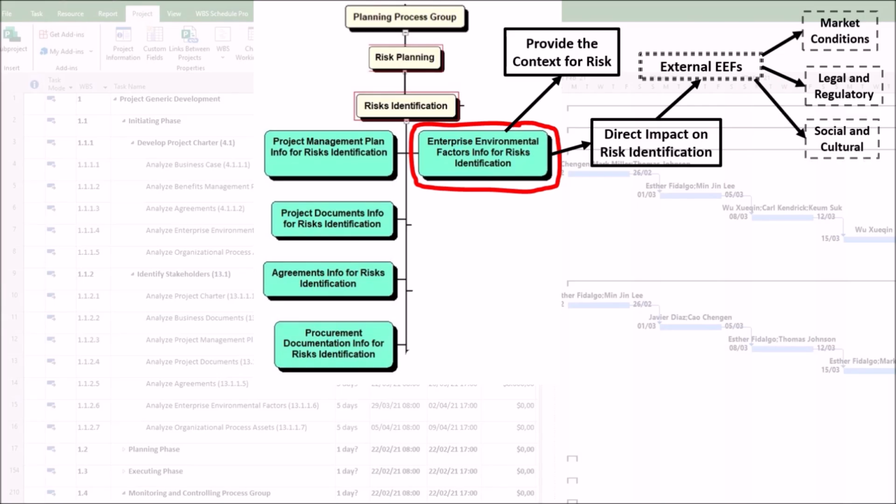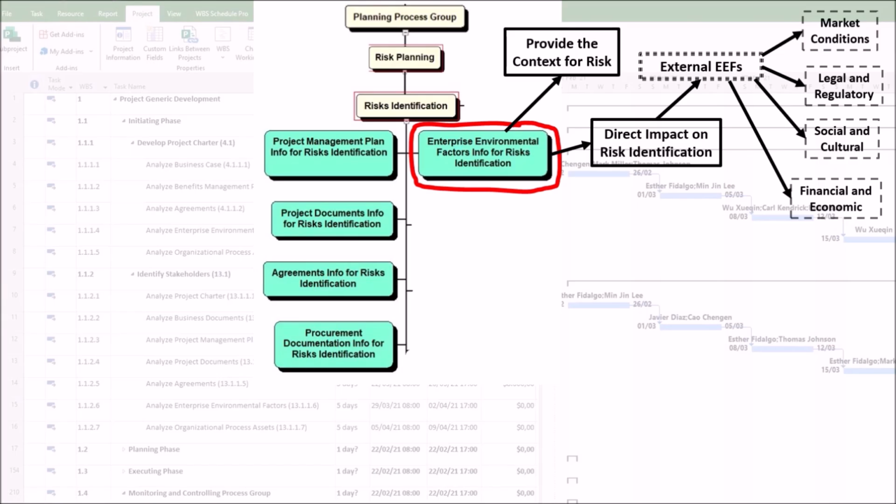Third, social and cultural. The examples include cultural norms, political climate, and public opinion. The identified risk is social resistance to the project's outcome. Political instability could disrupt supply chains or funding.